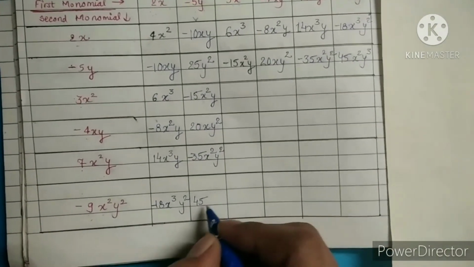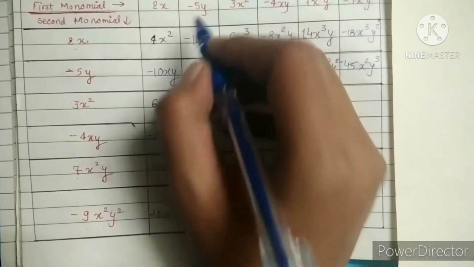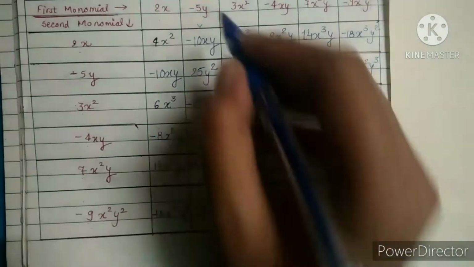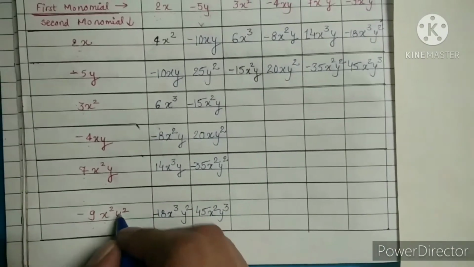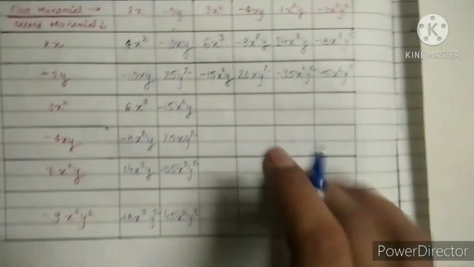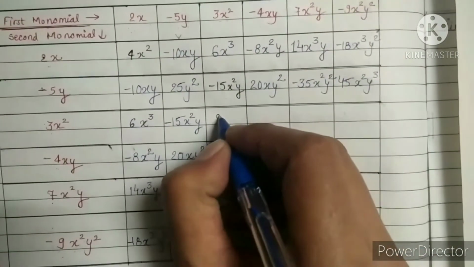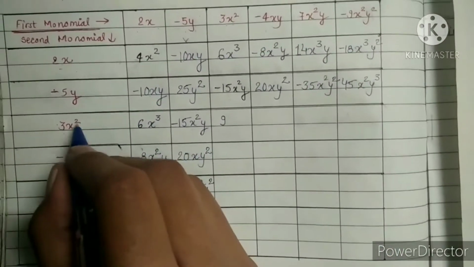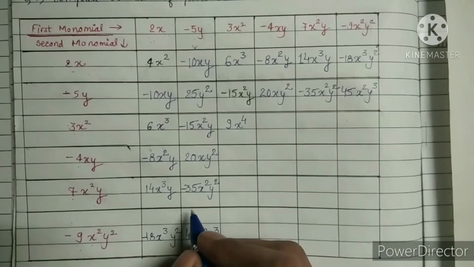X square will remain same because here we don't have any x term. Y is to power 2, y is to power 1. So y is to power 3 because 2 plus 1 is 3. Now for the next, here 3 3s are 9, x square. So here x is to power 4.